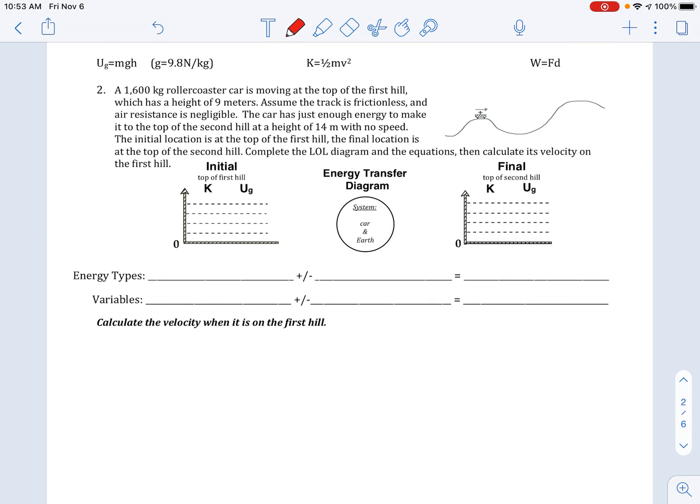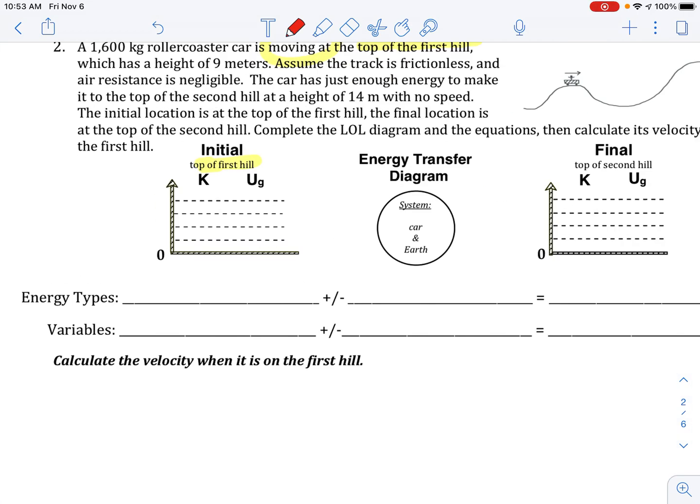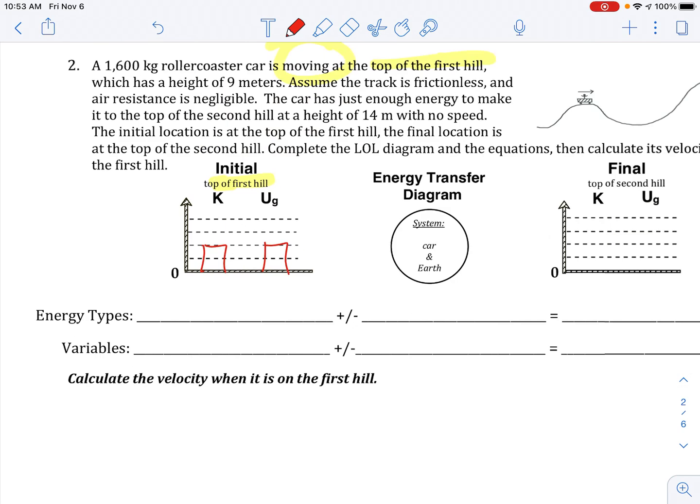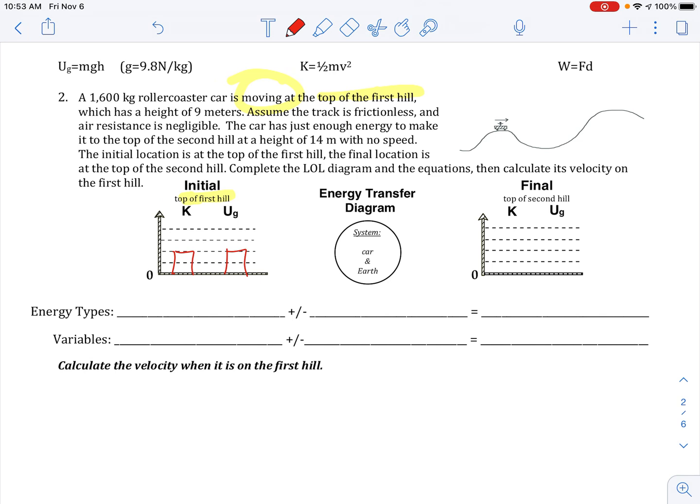All right, a 1,600 kilogram roller coaster car is moving at the top of the first hill. So the initial is the top of the first hill, and we know that it is moving. So we know it's got height and kinetic. So I'm just going to give each of them 2. Since it has height, it has UG. It's got a height of 9 meters to be exact. Assume the track is frictionless.